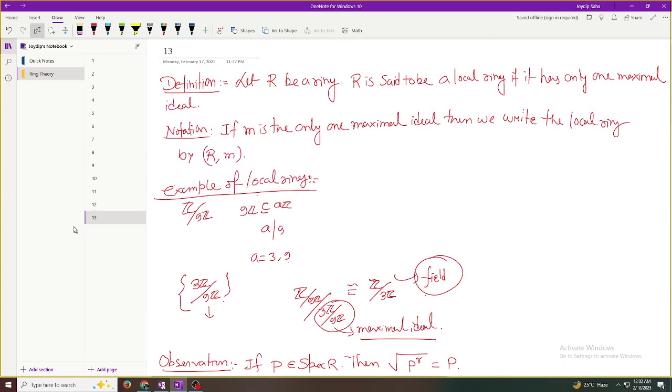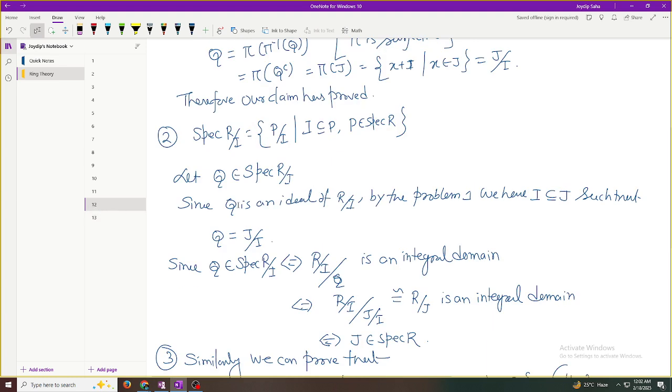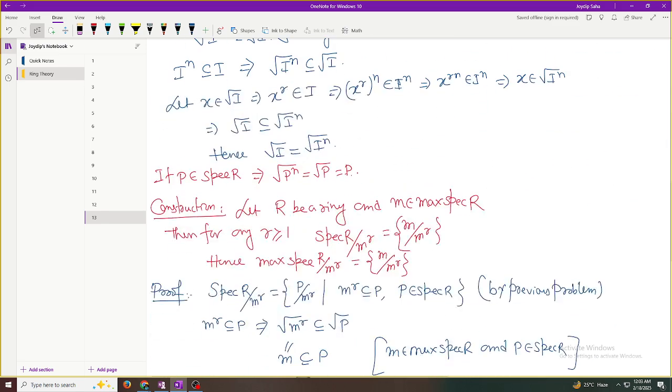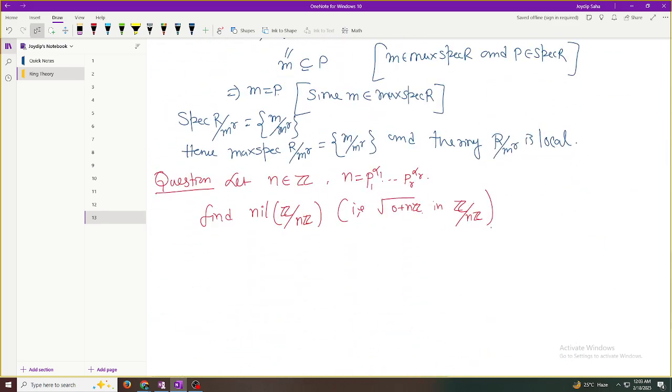you will use this result: the spectrum of R mod I is P mod I, where I is a subset of P and P belongs to spec R. Using this, find all prime ideals of Z mod nZ, then find the nil radical. Okay, so I will start this class from next day from here. If you have any query, then ask me.